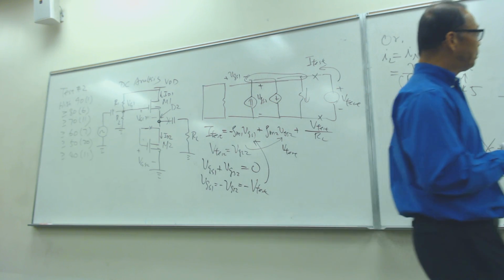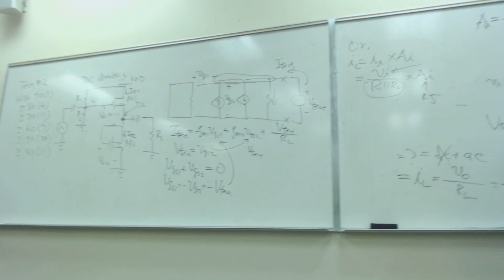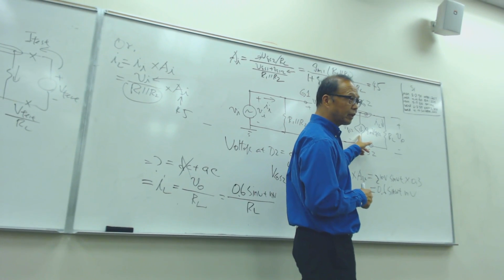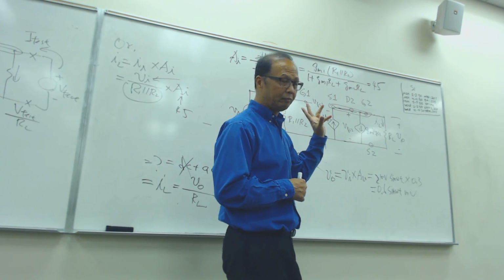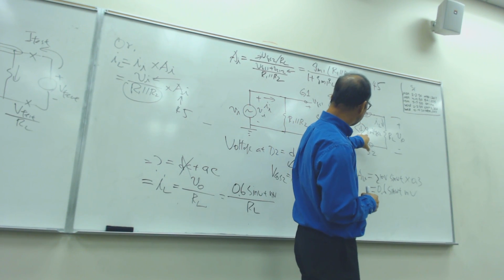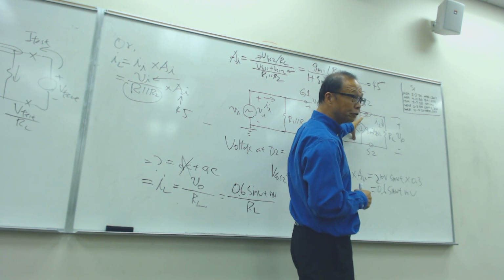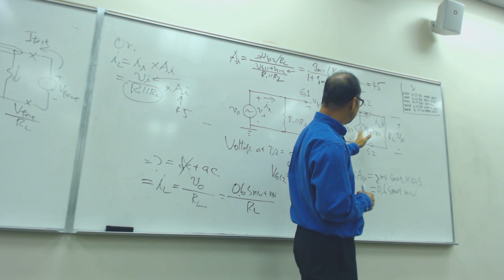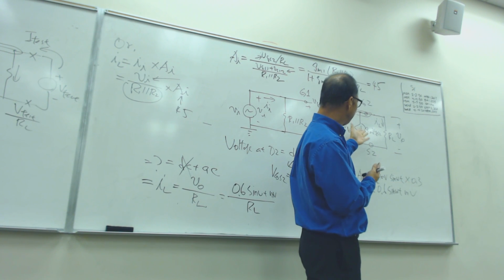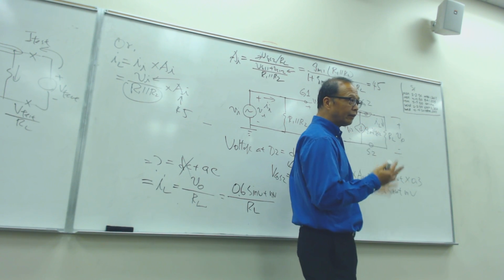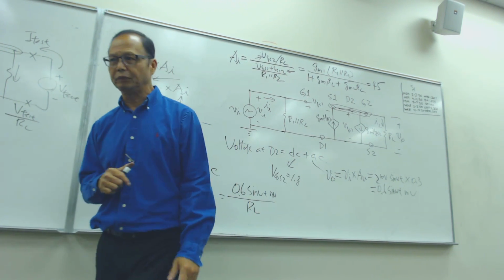By the way, I've seen some people putting a resistor instead of the current source, which is semi-correct. Because if you look at the current, it is GM2 VGS2, and this is VGS2, right? So if you put a resistor, the resistor is 1 over GM2, which is the same as the current. So that I think is okay, and I did not take off points for that.